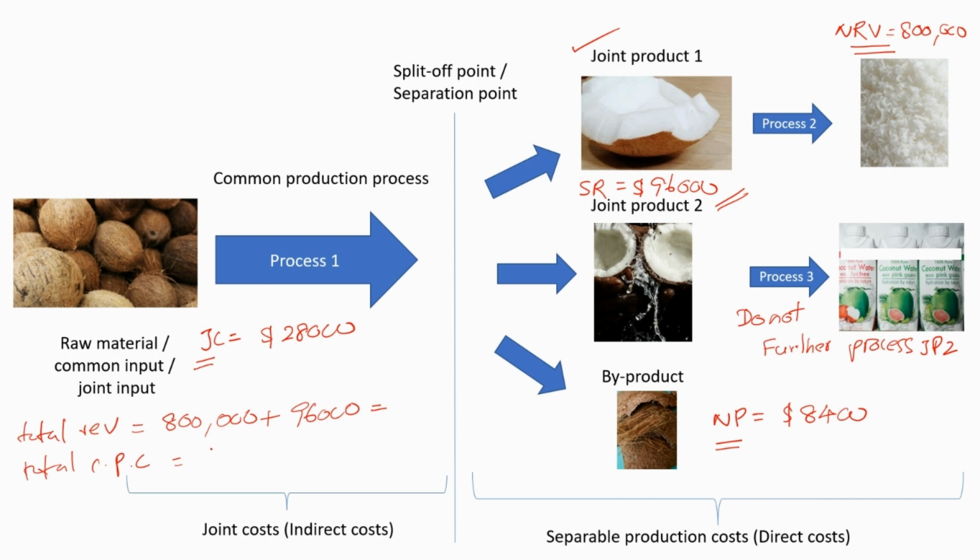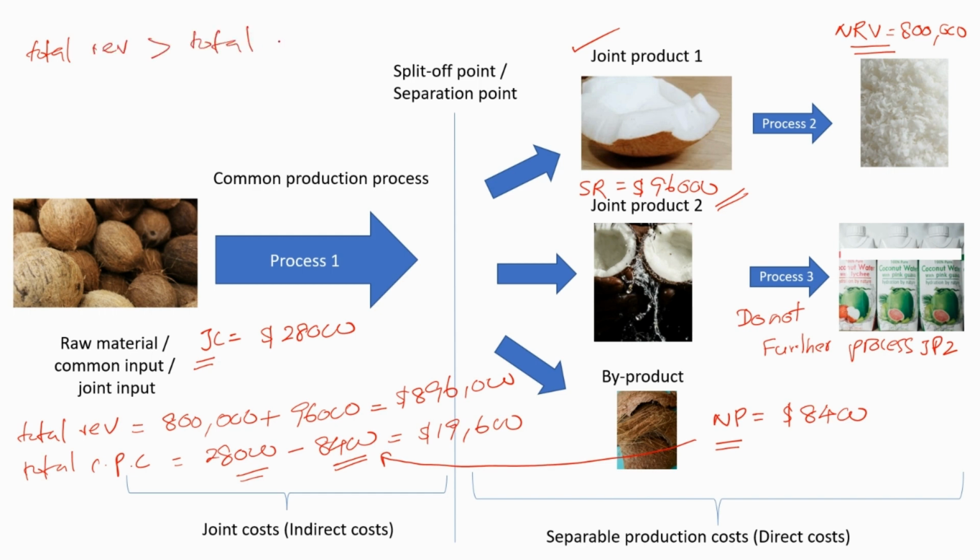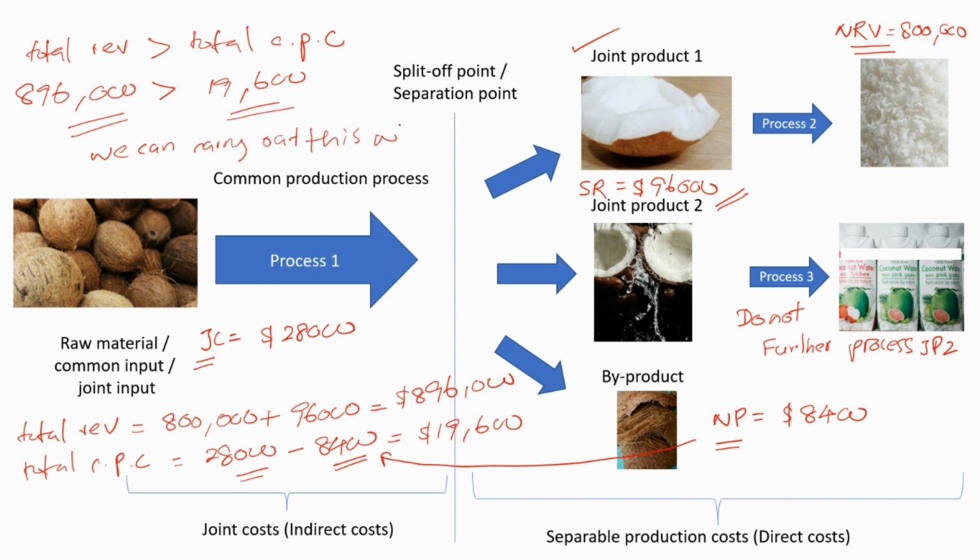So what is the total common production cost, which is equal to $28,000 minus $8,400. This is the net proceeds from the byproduct, and this is the joint cost. We did this earlier. This is how we calculate for the byproducts, which is equal to $19,600, and the revenue is equal to $896,000. So clearly, total revenue is greater than the total common production cost, because total revenue is equal to 896,000 and the total common production cost is equal to $19,600. So clearly the revenue is greater than the costs. So we can carry out this whole process because it will be profitable.